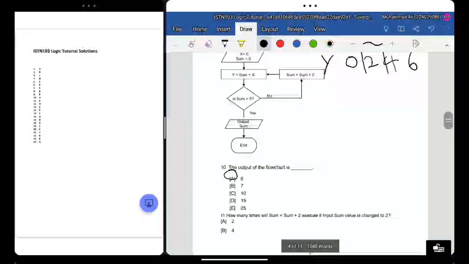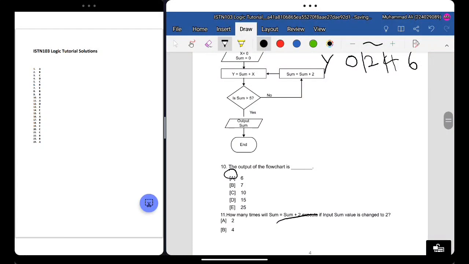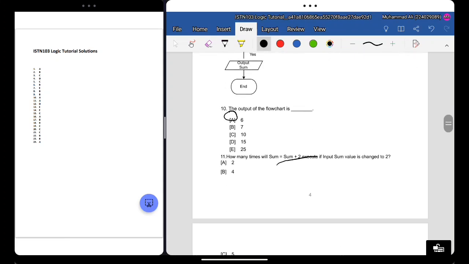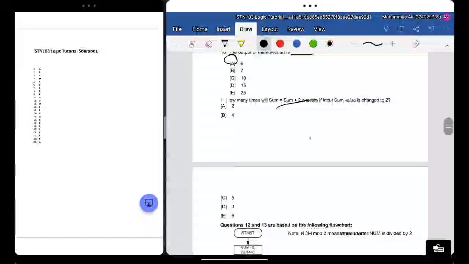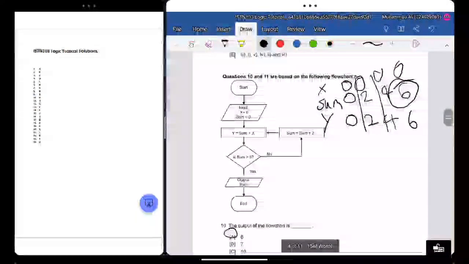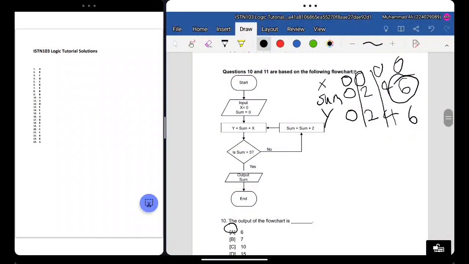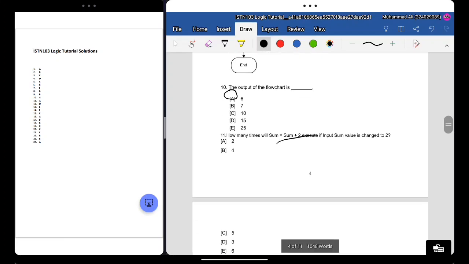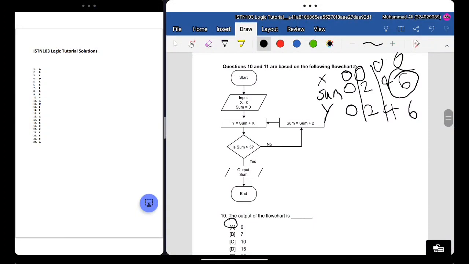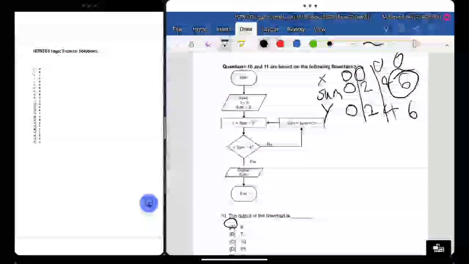How many times is sum plus 2 executed? I said 4 earlier on. I can just say iteration minus 1. So 1, 2, 3, 4 should be 3. See, without even working it out. 11 is A. Okay, makes sense. So I think you have to count, right? It's better to count. My thing might not always work. So how many times did you go back? 1, 2, 3.